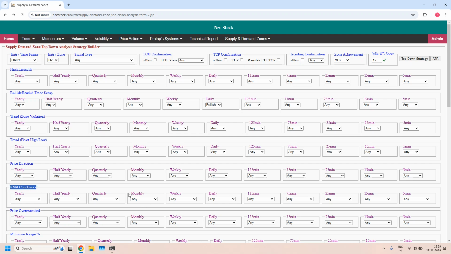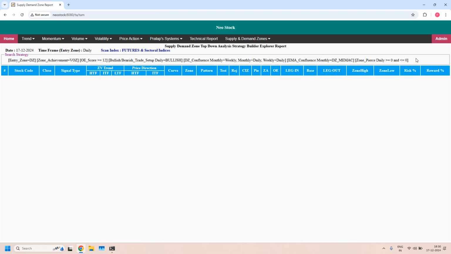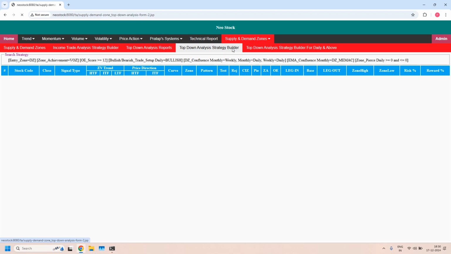In the EMA confluence at monthly time frame, monthly demand zone having monthly EMA confluence, because daily zone together with weekly zone is part of the monthly zone. That's why we are looking for monthly demand zone with monthly EMA confluence. Let us verify. So none of those stocks are having monthly EMA confluence. So that setup supported stocks are not filtered. Okay, fine. The next trade setup is a bearish trade setup monthly income trade.